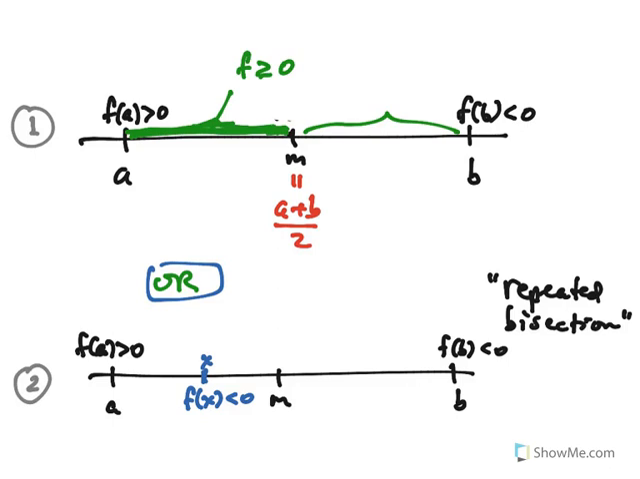Now, in case 1, I'm going to update my interval. So I need to establish a notation. I'm going to have a sequence of closed intervals, and the initial one, which I'll call I0, is the original closed interval a to b. And now I'm going to update my interval by making I1 the interval from m to b. In other words, this half.